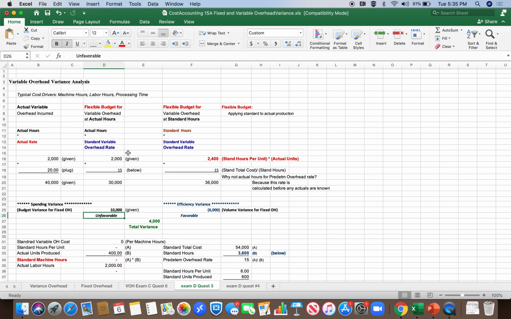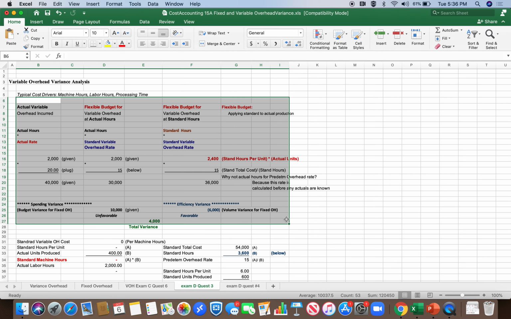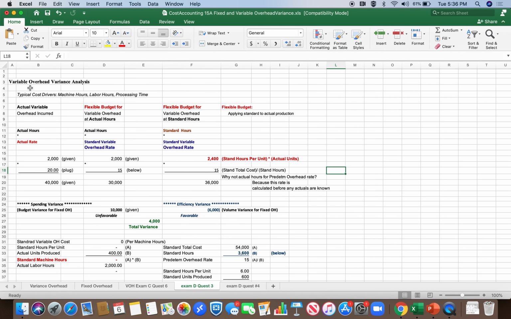In the efficiency variance, our flexible budget in the middle expected 2,000 hours. What we actually budgeted for was 2,400 hours. So if I take the difference there, that's a favorable variance because we spent less, 30,000 in the middle in blue, than we expected in red, 36,000. So the total variance is the combination of the two. Efficiency variance favorable in red versus spending variance unfavorable in blue. We get a total variance of 4,000, which happens to be unfavorable because unfavorable is greater than favorable by $4,000. This I have found is the best way to set up an overhead variance if you're answering a question. So that is a variable overhead variance example.